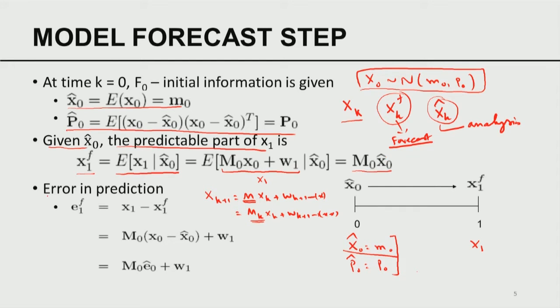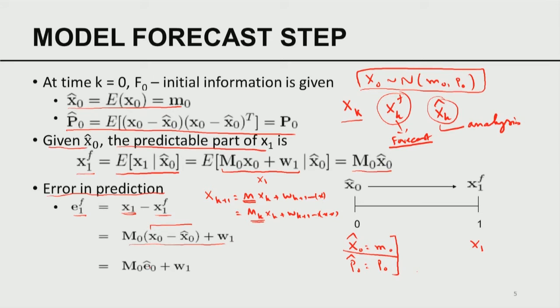Now this prediction is going to have an error. x1 is the actual state, x1f is the predicted state, and the difference is called the error in prediction, e1f. Superscript f always refers to forecast or predicted quantities, hat always refers to analysis quantities. So I am now going to get an expression for e1f. x1 is equal to m0 x0 plus w1, and x1f is equal to m0 x0 hat. If I substitute and simplify, I get this, but by definition this is equal to e0.